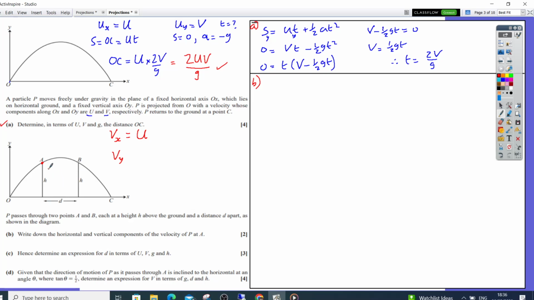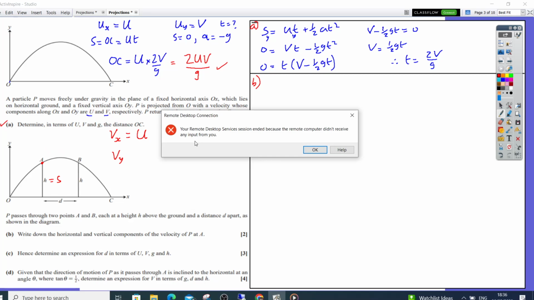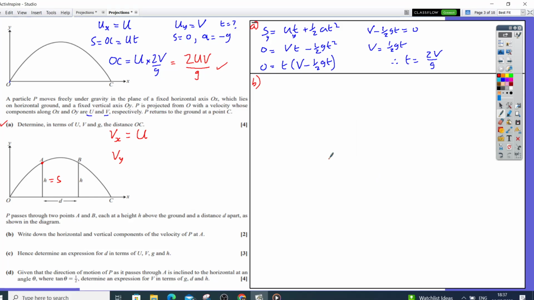Okay, so what do we know? We know that s is h, that's the displacement. We also know that a, the acceleration, is always going to be minus g, the gravity acting on it. We need to find the final velocity, and we know that the initial velocity, which was given to us, u of y, is capital V.